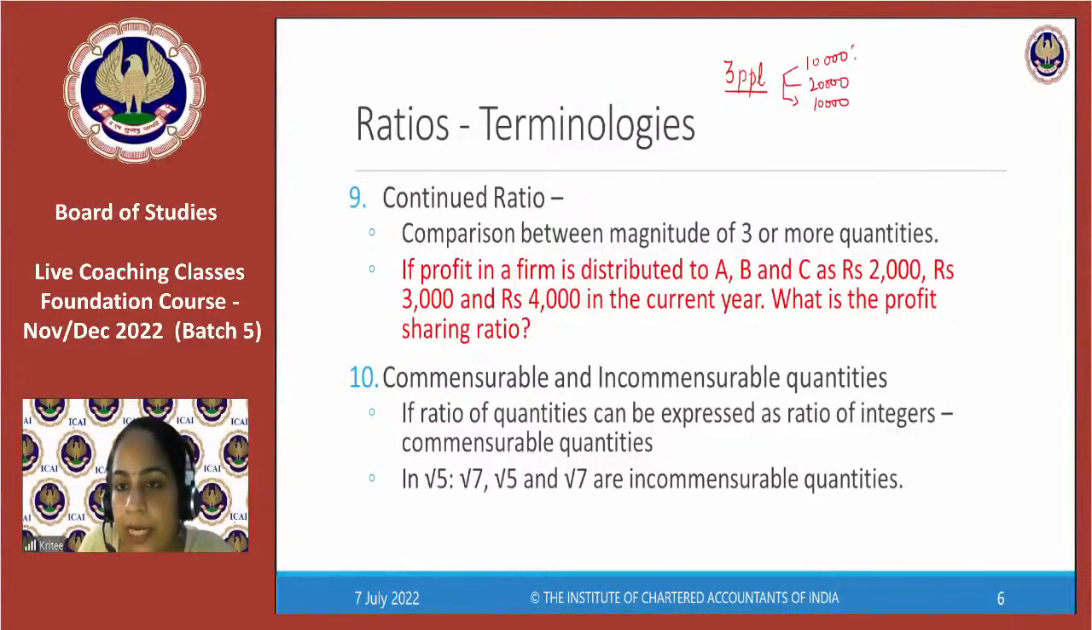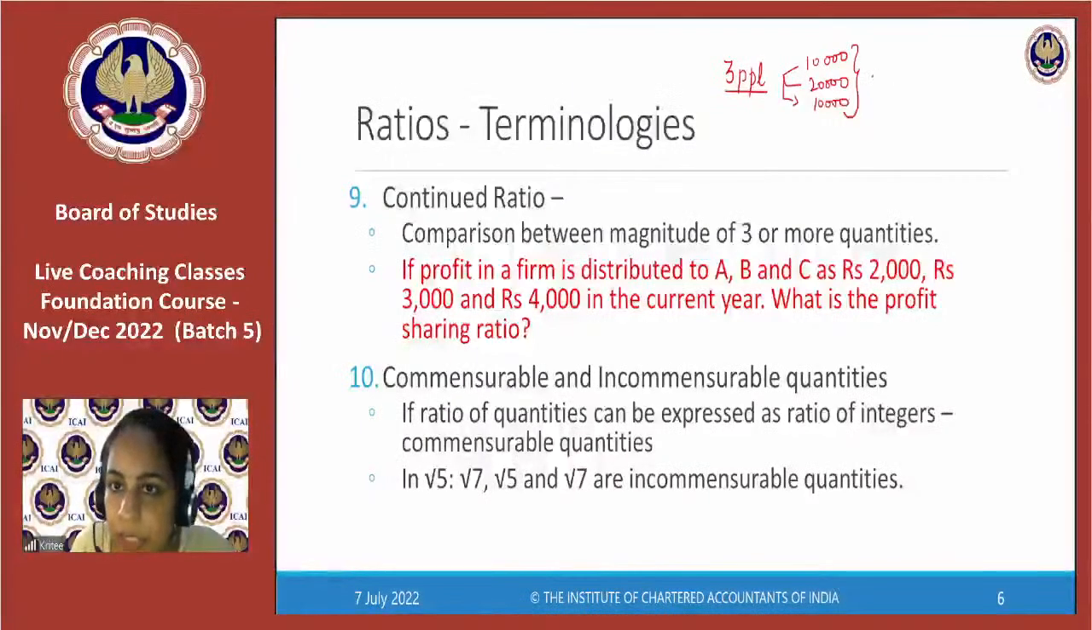So when I am working upon the relationship between 3 or more quantities, when I'm comparing the magnitude of 3 or more quantities with each other, in line with each other, that is known as a continued ratio. जब हम 3 या 3 से ज्यादा क्वांटिटीज को एक दूसरे के साथ कंपेयर करते हैं, तब उसको continued ratio कहते हैं.